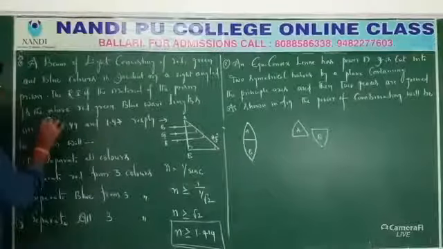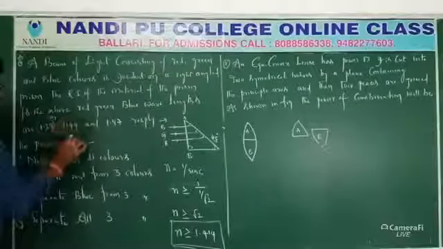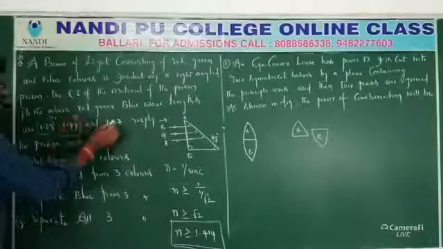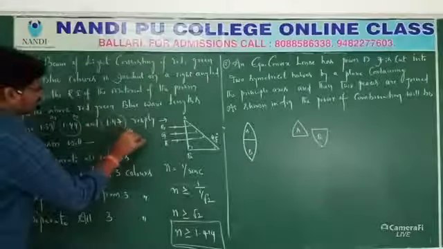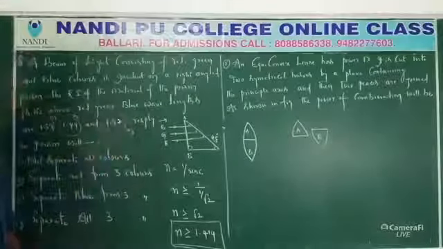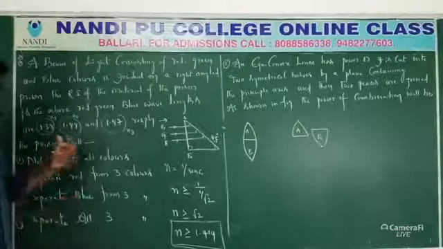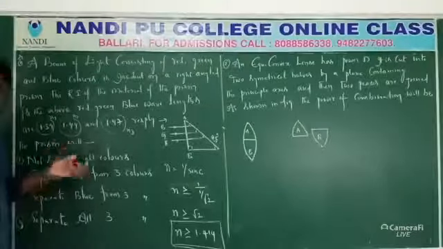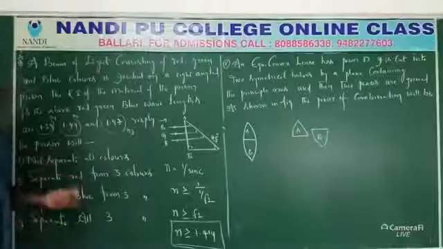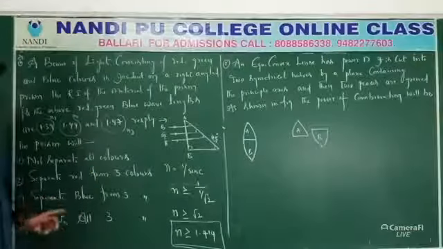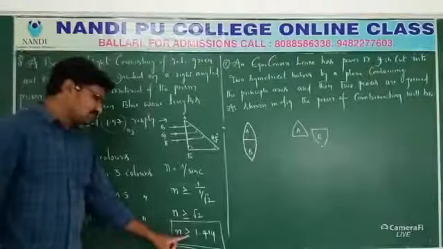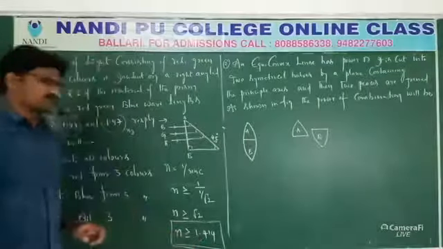What are the N values they have given? This we can consider as N1, this as N2, and this as N3. 3 N values are given. So what is the condition? We have to identify whether the color gets total internal reflection or not. The condition is N value greater than or equal to 1.414.